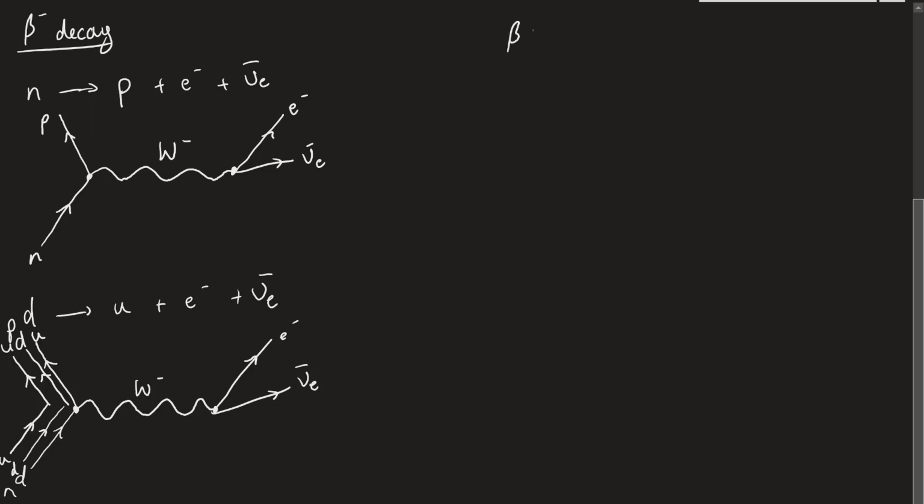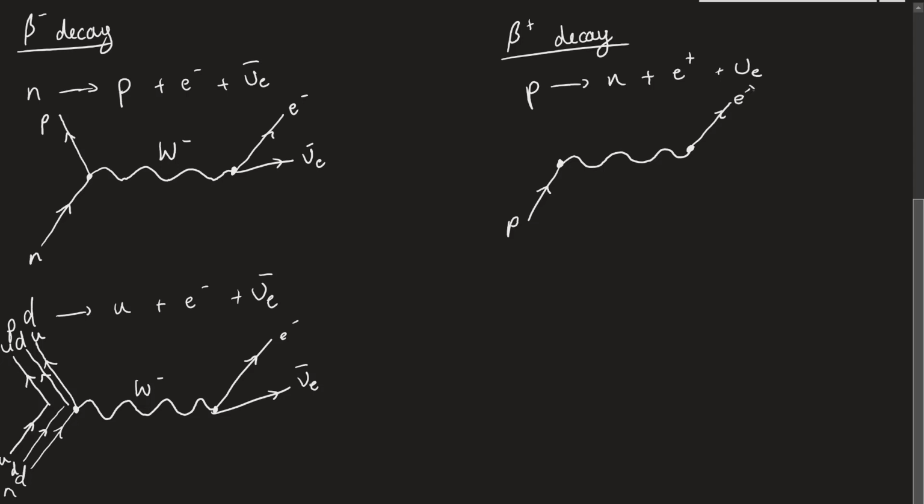Let's do the opposite of that, and let's look at beta plus decay. In beta plus decay, we just had a proton go into a neutron plus an E plus and an electron neutrino. So we start with a proton going in. We form our exchange particle. We have E plus and the electron neutrino coming out. We also have the neutron coming out over here. This is a positive electron here, so we're going to have a W plus.